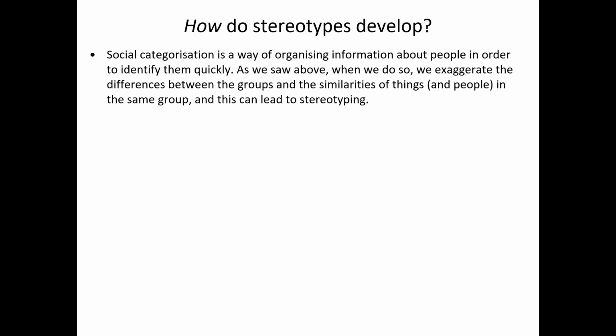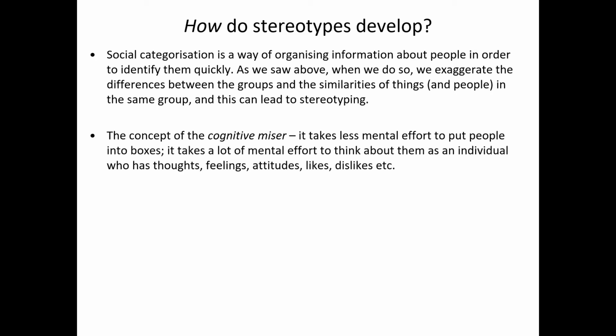So how do stereotypes develop? Social categorization. It's kind of what we've just talked about. We like to group ideas together because it saves us time. We don't have to focus too much of our energy on it, and it's a quick way of sorting. We have a mental catalogue in our heads, and we can pull out little sections and use them to understand the world. You know, Italian people gesticulate a lot, excitable, there we are, easy. I'll put them into that little box. Again, the cognitive miser: it takes less mental effort to put people into boxes, and a lot of mental effort to think about them as an individual.